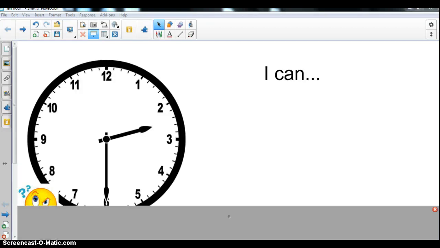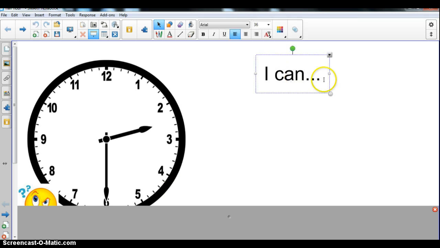Today you're going to continue to learn about time, and remember we have to be able to learn how to tell the time so we can be to places on time. But this week we're going to learn about time to the half an hour. Last week we learned time to the hour.